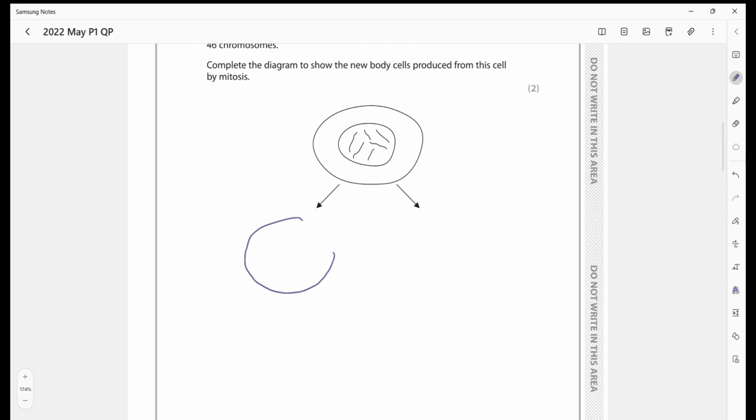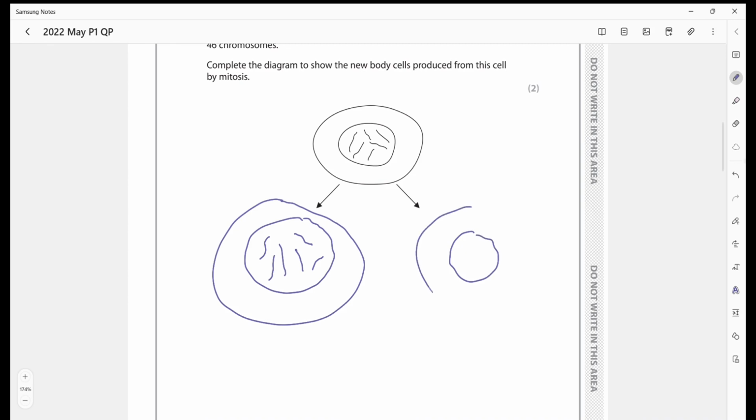So here, I'm just going to draw this. Probably draw this as well. And then draw, that's 1, 2, 3, 4, 5, 6 chromosomes, right? So we'll draw 1, 2, 3, 4, 5, 6. For this, the shape doesn't really matter too much. And then let's do another one here as well. Let's draw 6. 1, 2, 3, 4, 5, 6. All right.